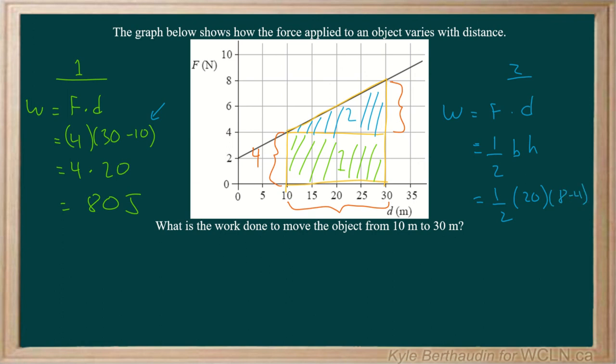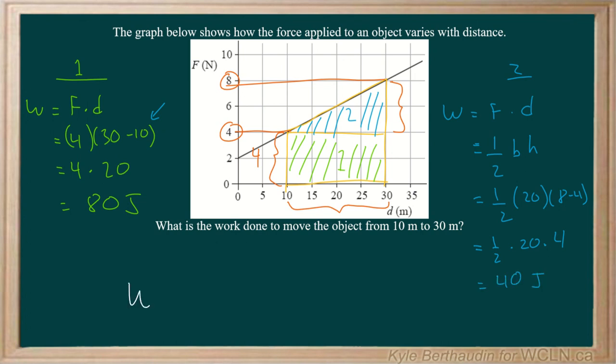Right? Because we took the highest point of our triangle, which is 8, and subtracted the lowest point of the triangle, which was 4, to give us the height of the triangle. So finally, 1/2 times 20 times 4, which is 2 times 20, or 40 joules.